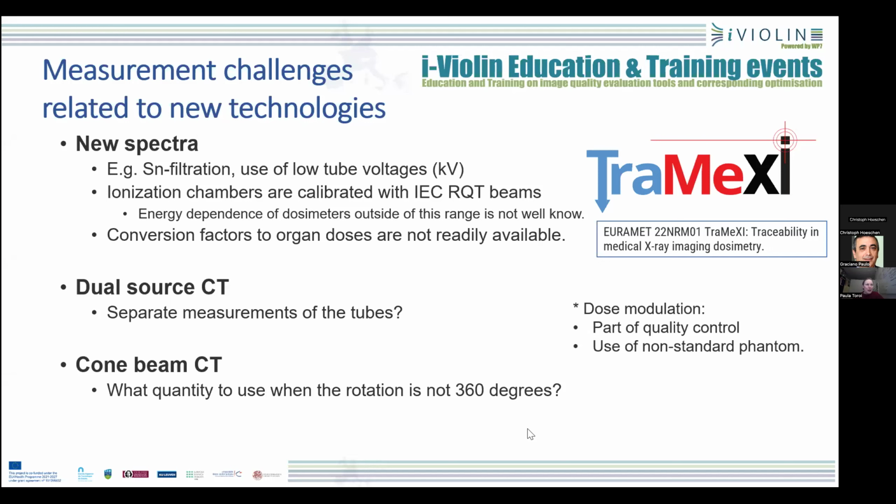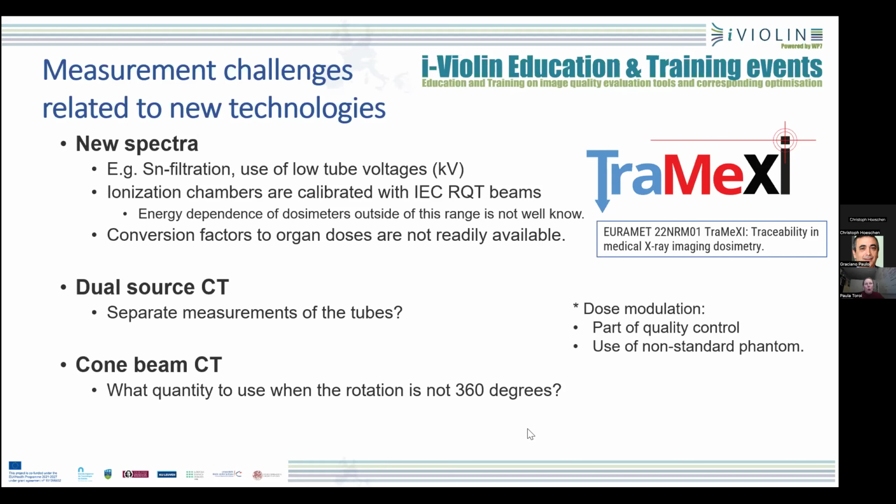Sometimes I understand it's not possible. And then if you have 2 tubes there at the same time, and they have different spectra, that might cause additional challenges when we want to do accurate dosimetry. Another topic is the cone beam CT, where, if we don't have a full rotation of 360 degrees, then the whole concept of CT dosimetry doesn't work so well, because the idea of this weighted average is based on the idea that we have a complete rotation around the patient.